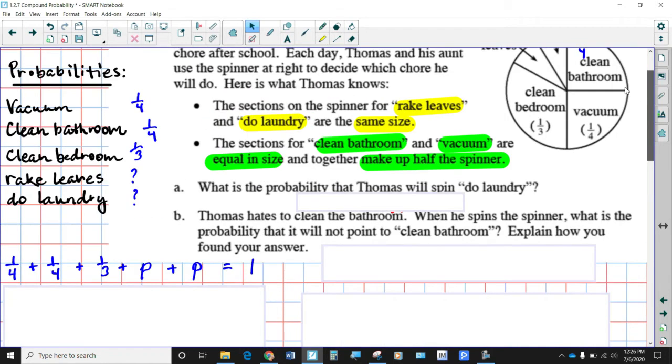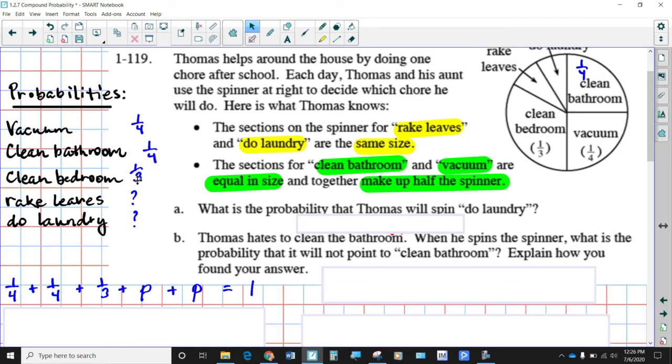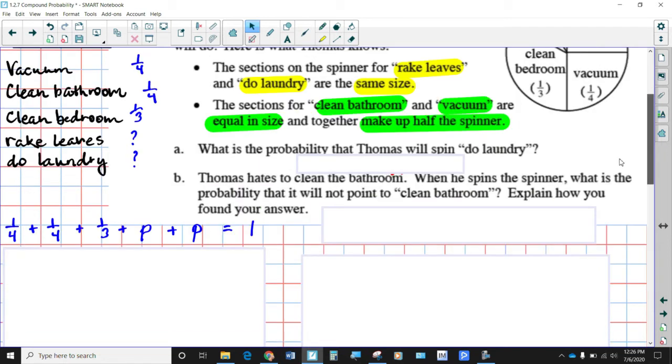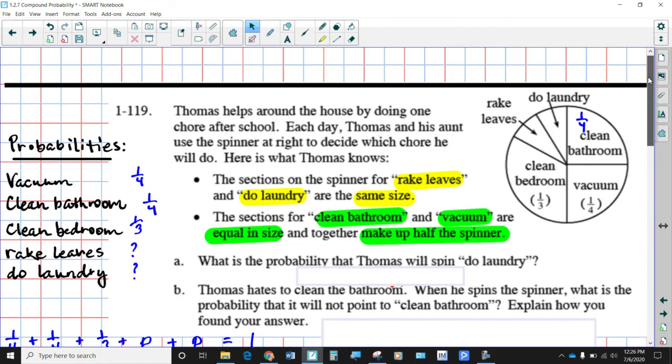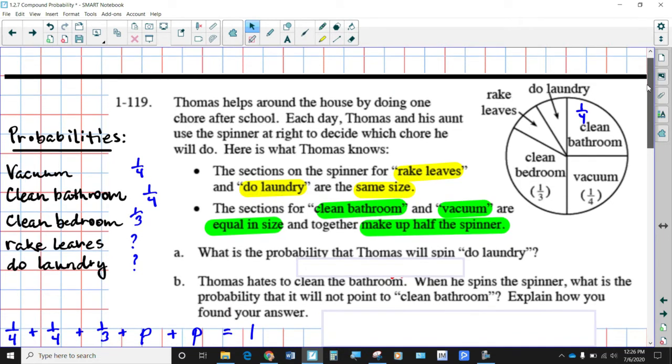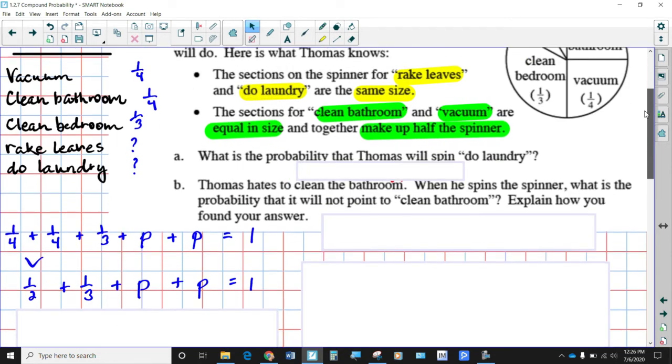Okay, so we know all these probabilities here, but these two are mysteries. So I just put the variable p in there for the probability of each one. And since we know they're the same, we're going to use the same variable, right? That's kind of a rule of algebra. If these are different, we'd want to choose two different variables, but they're the same, so they can be the same variable. So I think where we start is let's add together the 1/4 and the 1/4. We know that makes up 1/2 of the spinner, right? 1/4 plus 1/4 is 2/4, and 2/4 is the same as 1/2.